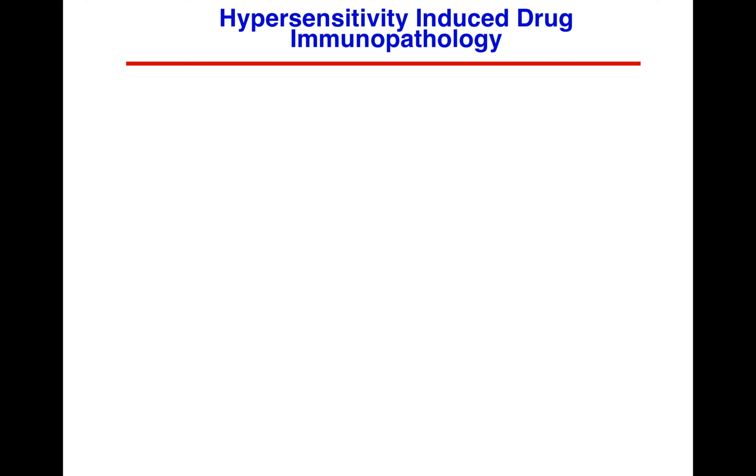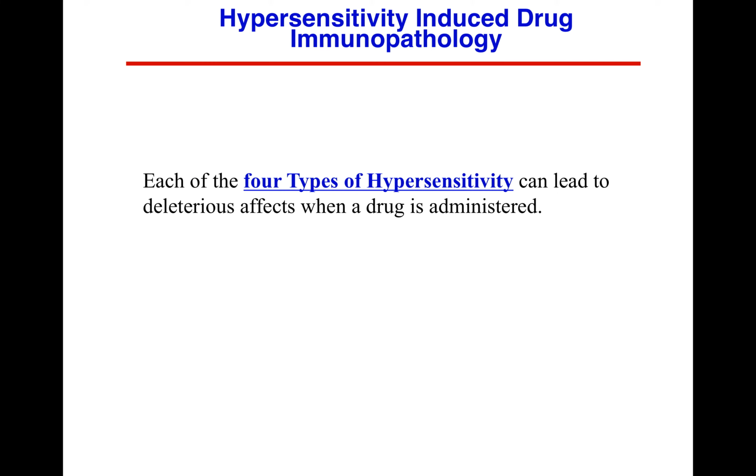Each one of the hypersensitivity reactions we've talked about can induce a drug immunopathology, and these immunopathologies are quite common and, in some cases, the most life-threatening for a lot of drugs. In many cases, the drugs aren't all that toxic unless taken in very high doses, but they can induce an immune response, and that immune response at relatively low doses can lead to systemic or local anaphylaxis. So each of the four types of hypersensitivity can lead to deleterious effects when a drug is administered.